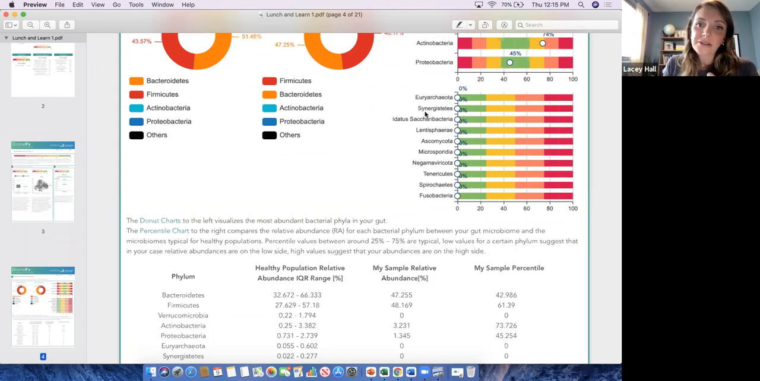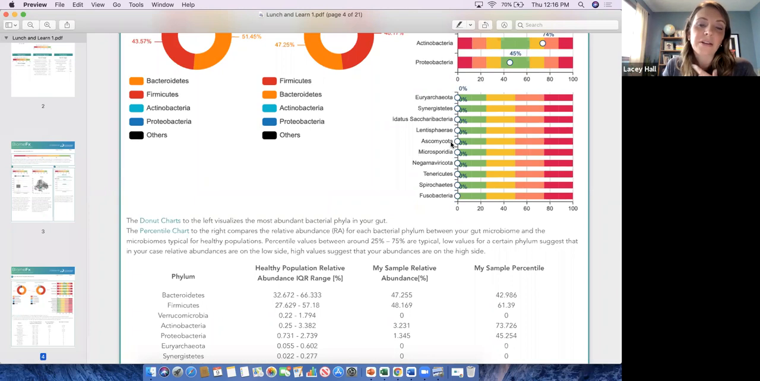Second would be this Synergistetes. This is a bacteria that's often linked to gingivitis, oral dysbiosis, and if it's high, I often think about the gastric barrier and stomach acid. Why is it getting through? Why is it overgrown in your colon? Because that's 20 feet from your mouth. So you can start to ask questions as to what's going on in different parts of the gastrointestinal tract.